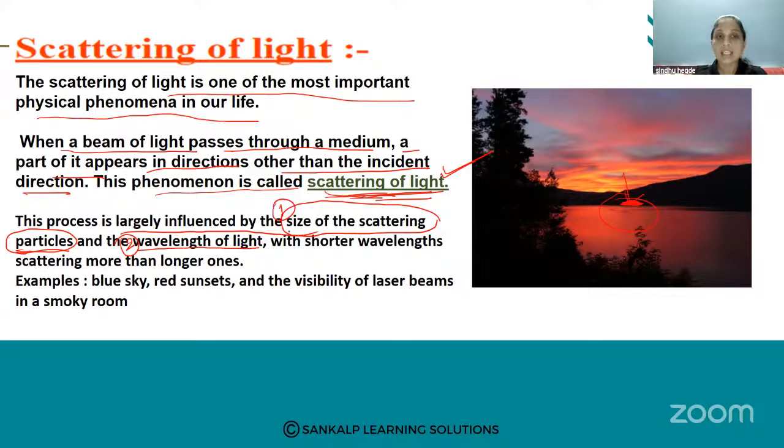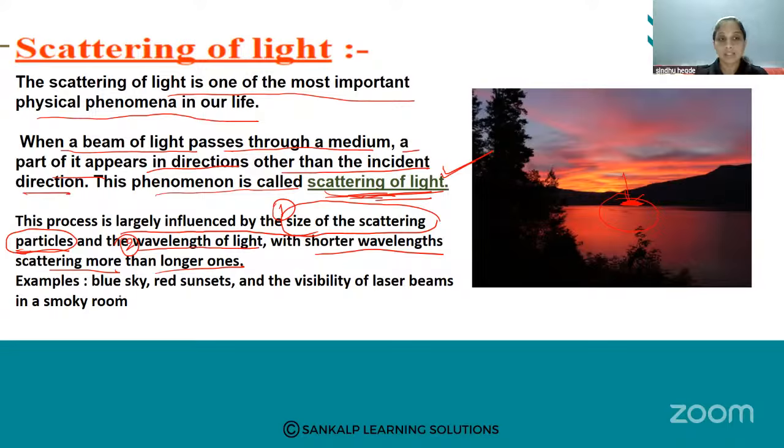First one is the size of the scattering particles, and another important reason is the wavelength of light. Shorter wavelengths scatter more than longer ones. So here, light with a short wavelength scatters more, understood?